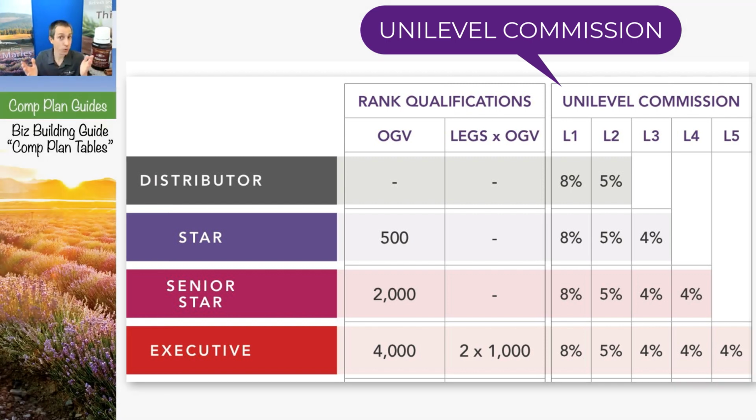If you don't know what I'm talking about with uni level commission, don't worry. Have a look in the reference guide, go to the uni level commission section, click on that, and I'll explain that all to you in that particular video. So this here just gives you, really quickly, you can have a look at this and you can see exactly the uni level commission at each particular rank that you can qualify for.